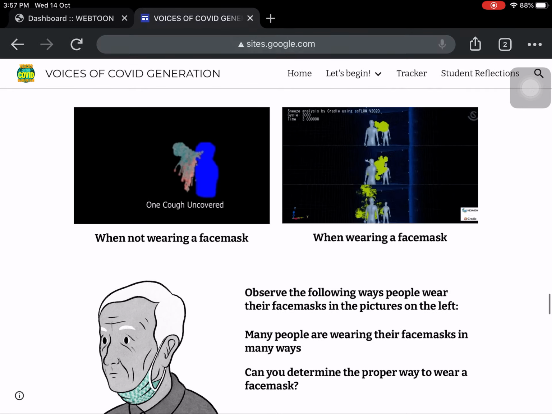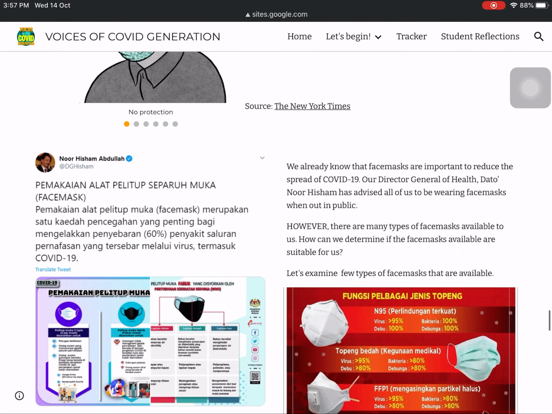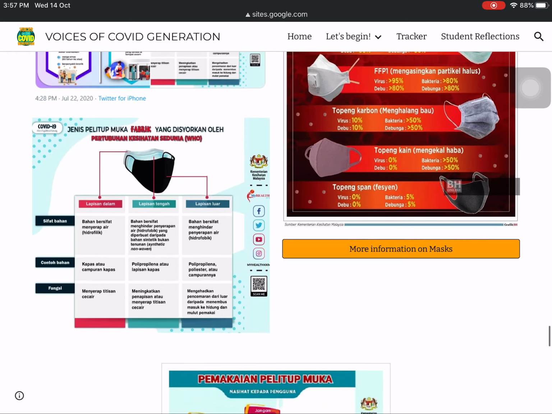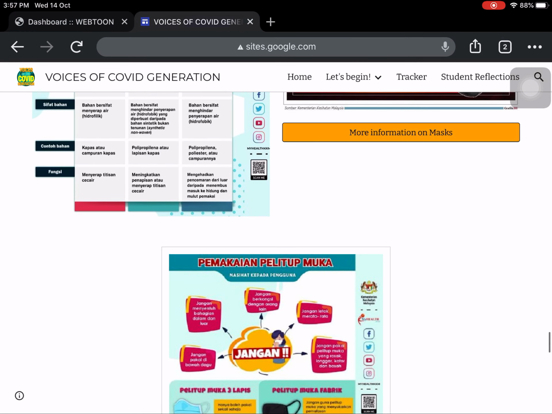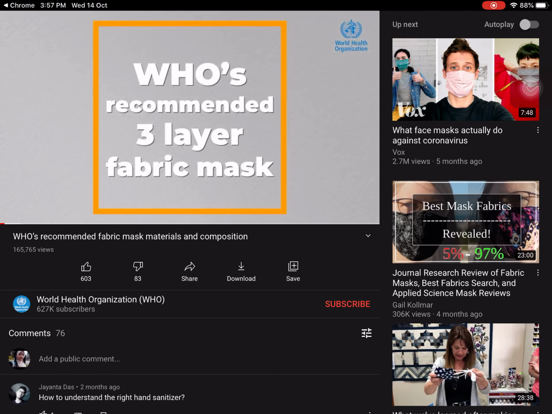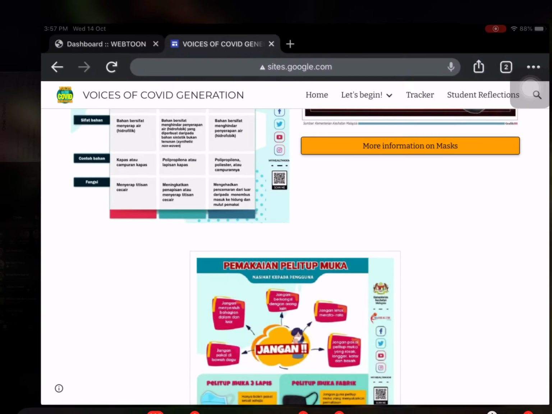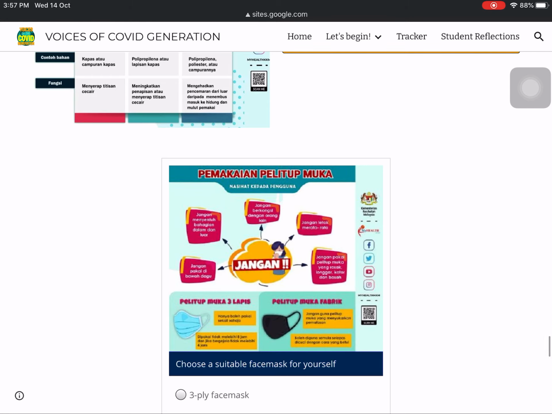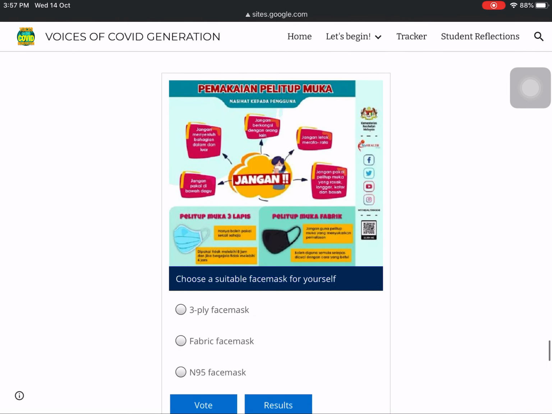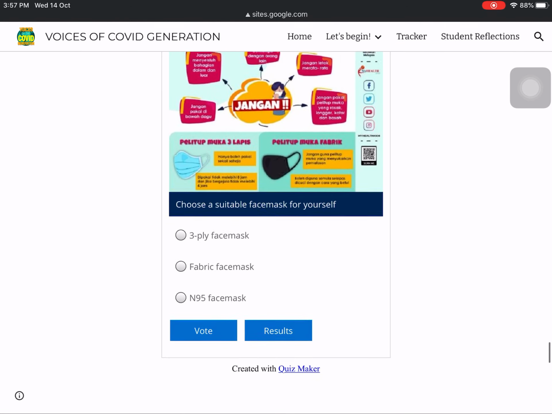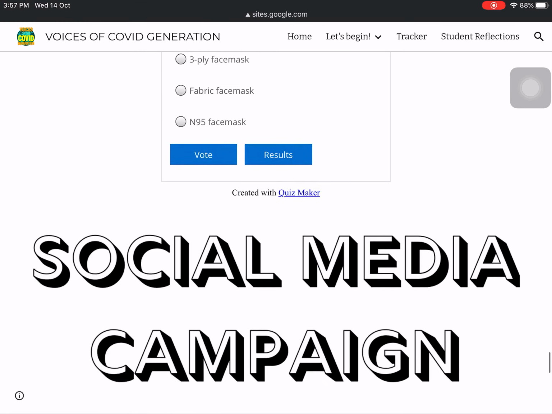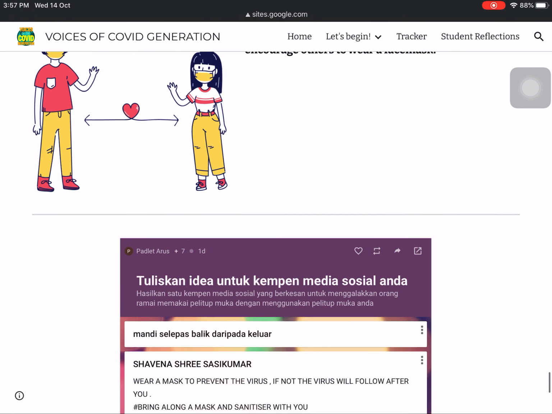When not wearing a face mask, look at the differences. Okay, and here are some facts they have gotten from posters. If you click more information on masks, they'll tell you more information about it. Okay, all right, so there are so many things you can do. Please take your time, don't rush through like what I'm doing. All right, and then you can vote here at this short poll, social media campaign.